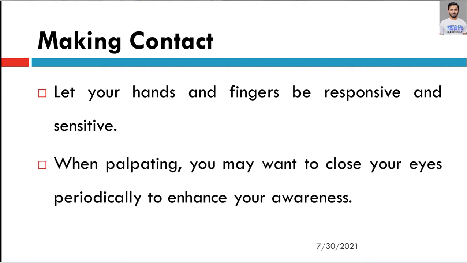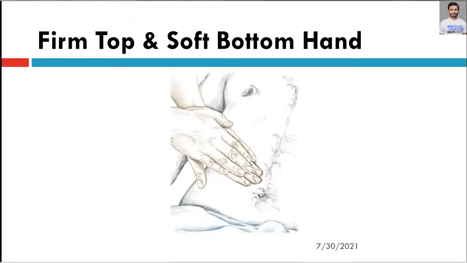When palpating, you may want to close your eyes, because if you close your eyes, sometimes you can focus more, so you can enhance your awareness. Now, as you can see in this picture, there are two hands shown over here. One is called the contact hand and the other is called the enforcement hand or the top hand. Basically, the underhand is just to make contact with the patient, while the upper hand is for applying more pressure.